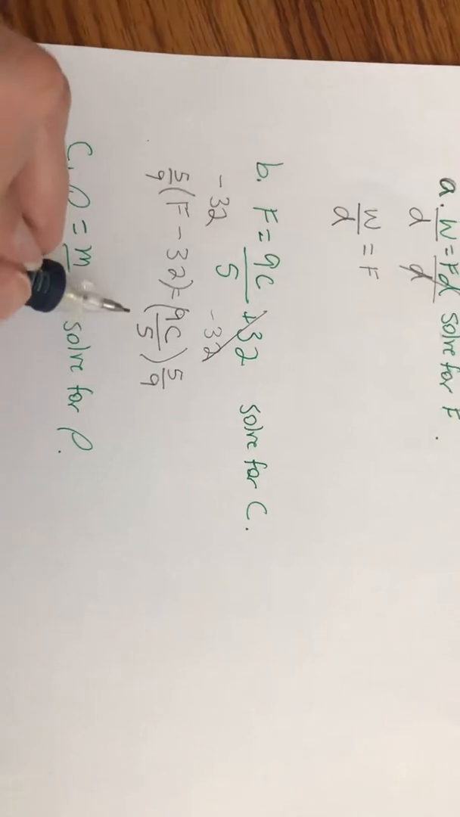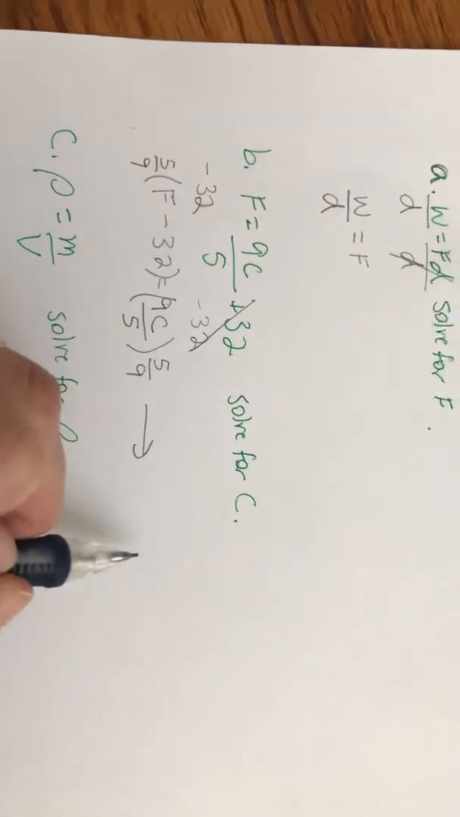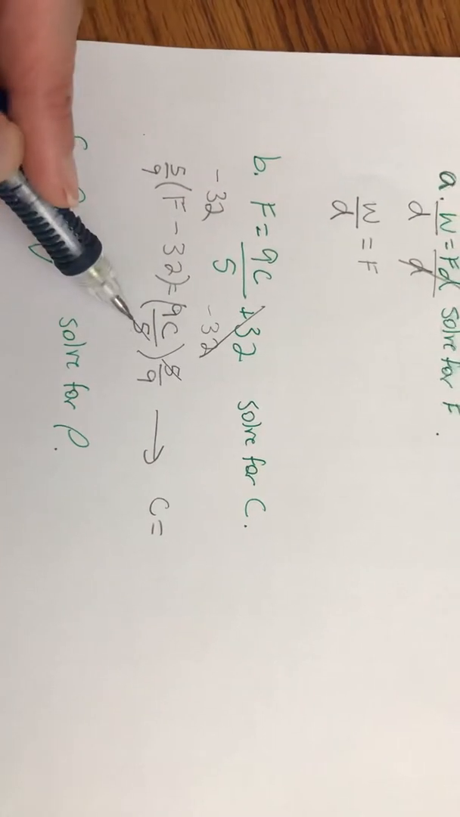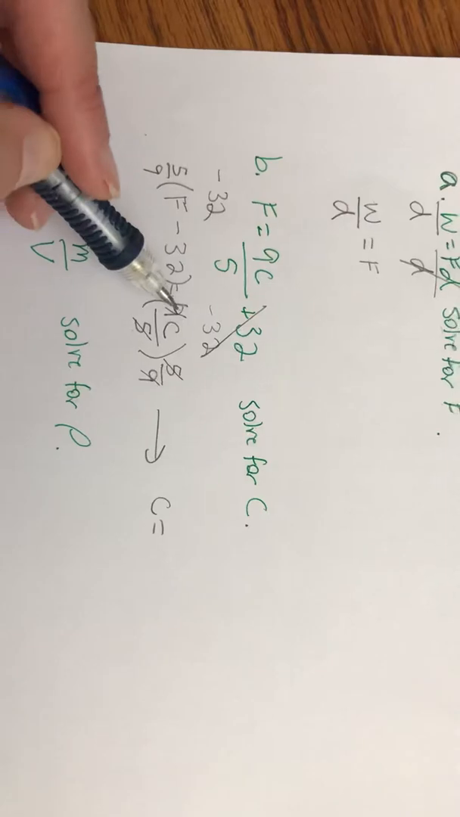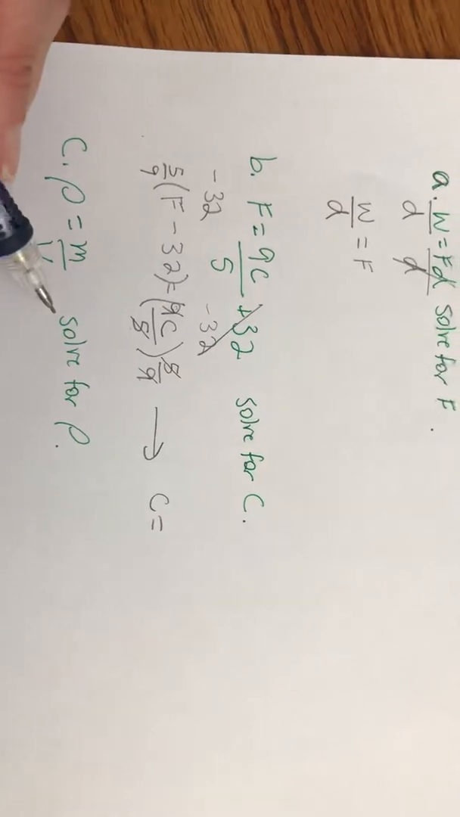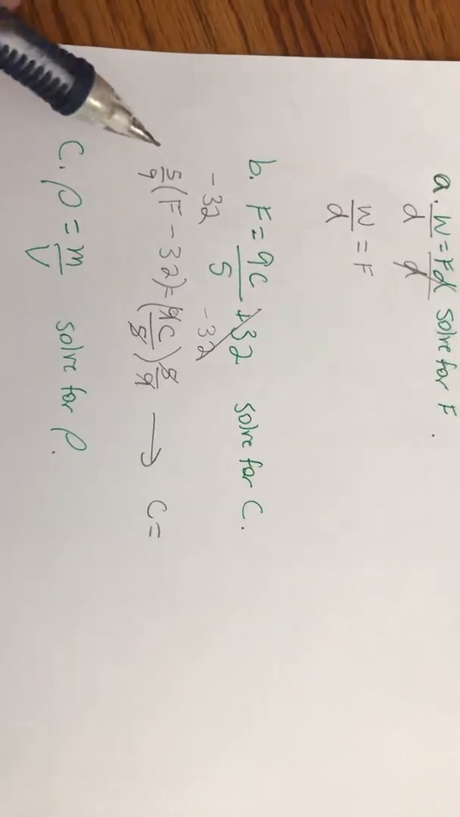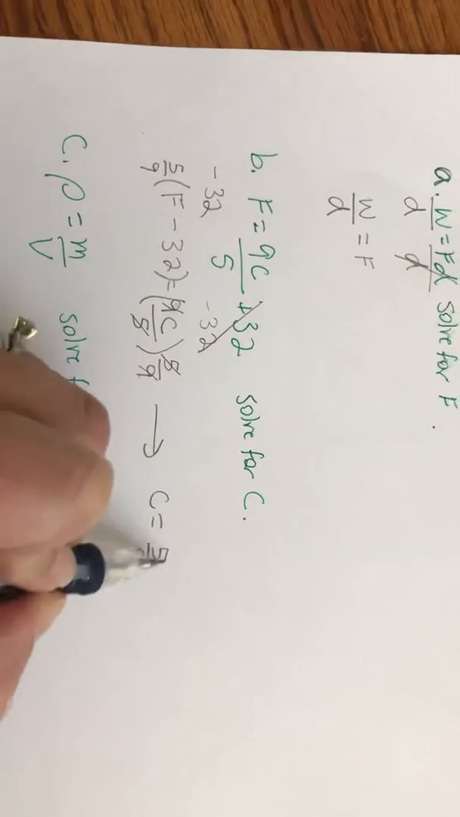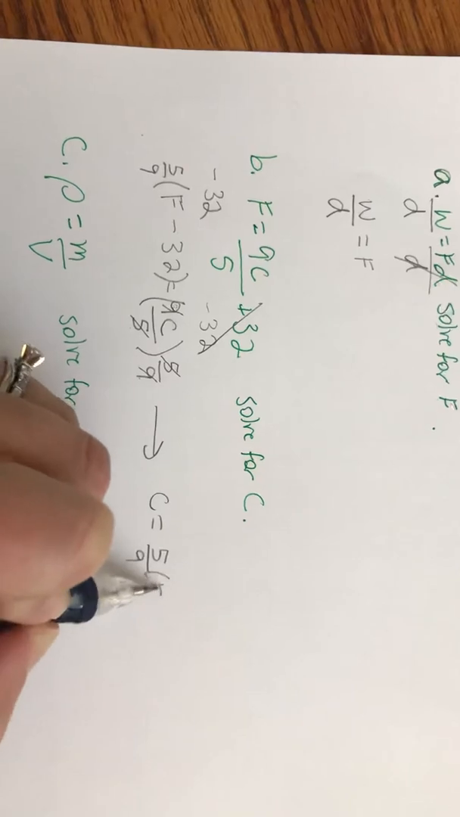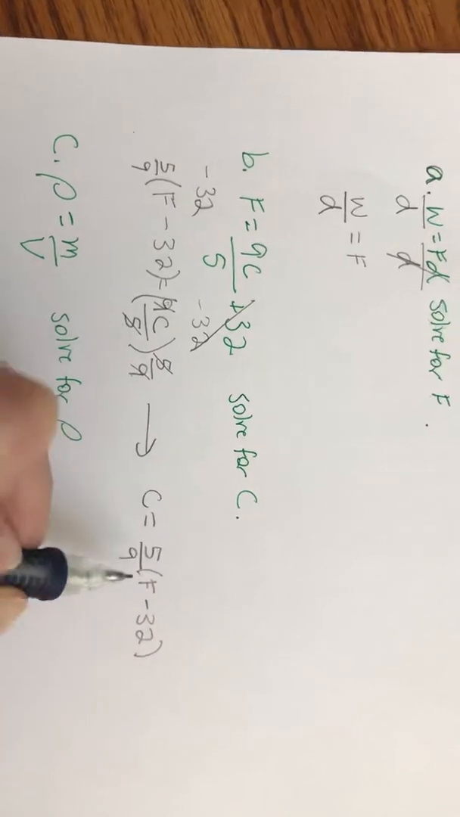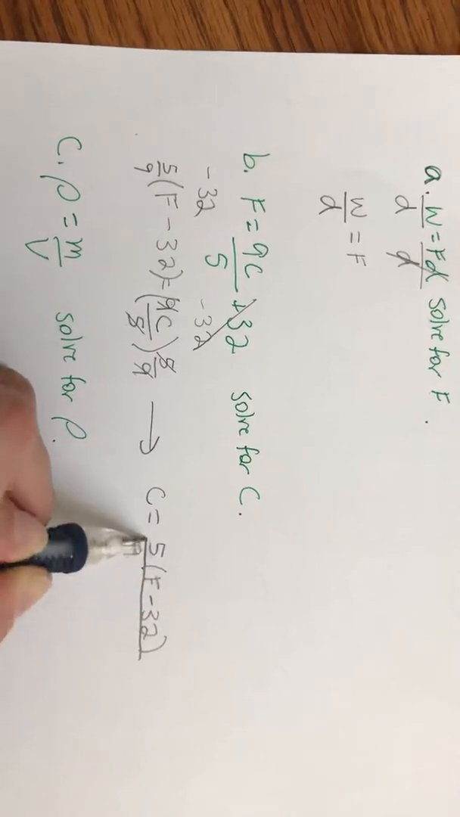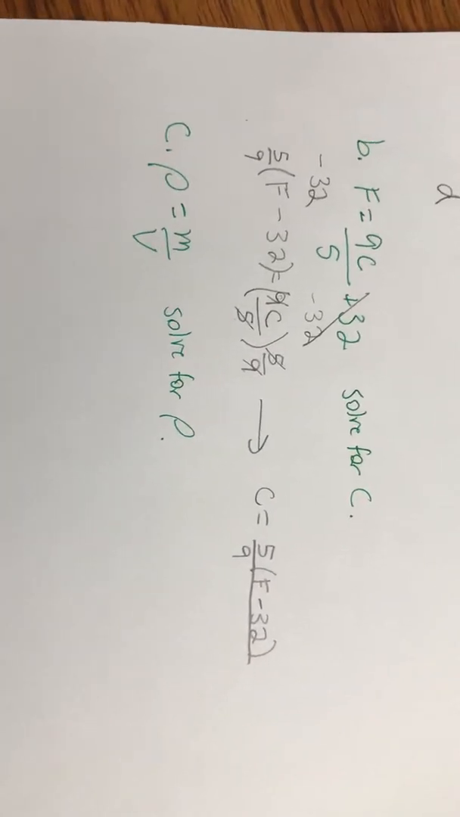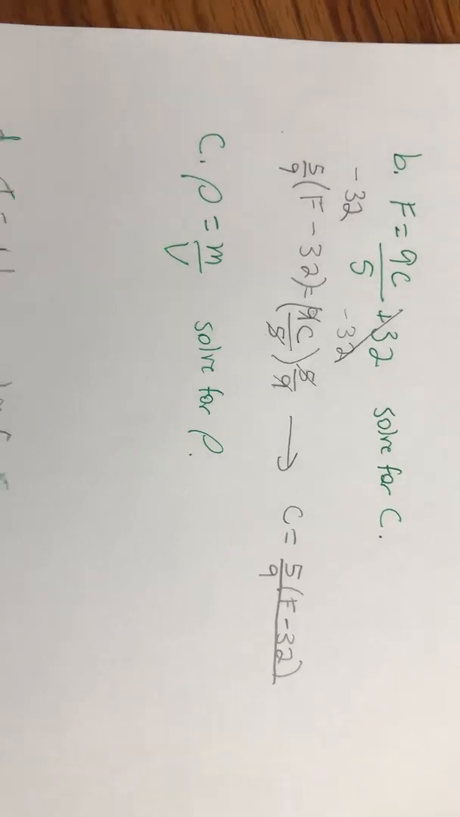And then I'm left with, I don't have enough room, so I'll do it here. I'm left with C equals, because this 5 and 5 cancel, 9 and 9 cancel, because they're one on top of the other, it makes a giant one. So I'm left with C equals 5/9 times F minus 32. And the 9 can be under all of it, it doesn't matter. Or just 5/9 of F minus 32.